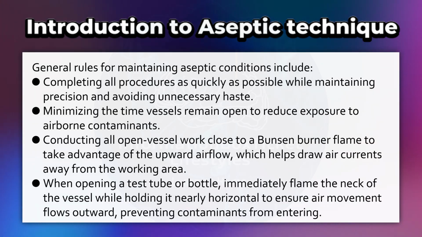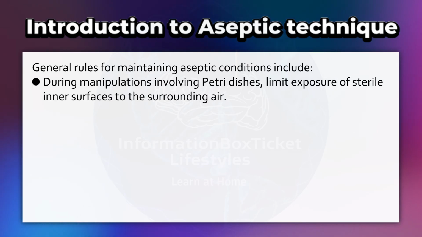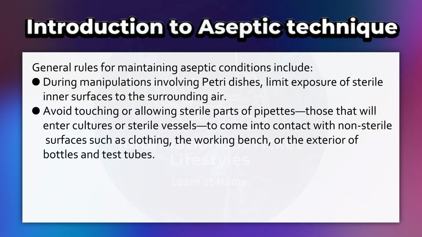When opening a test tube or bottle, immediately flame the neck of the vessel while holding it nearly horizontal to ensure air movement flows outward, preventing contaminants from entering. During manipulations involving petri dishes, limit exposure of sterile inner surfaces to the surrounding air. Avoid touching or allowing sterile parts of pipettes, those that will enter cultures or sterile vessels, to come into contact with non-sterile surfaces, such as clothing, the working bench, or the exterior of bottles and test tubes.